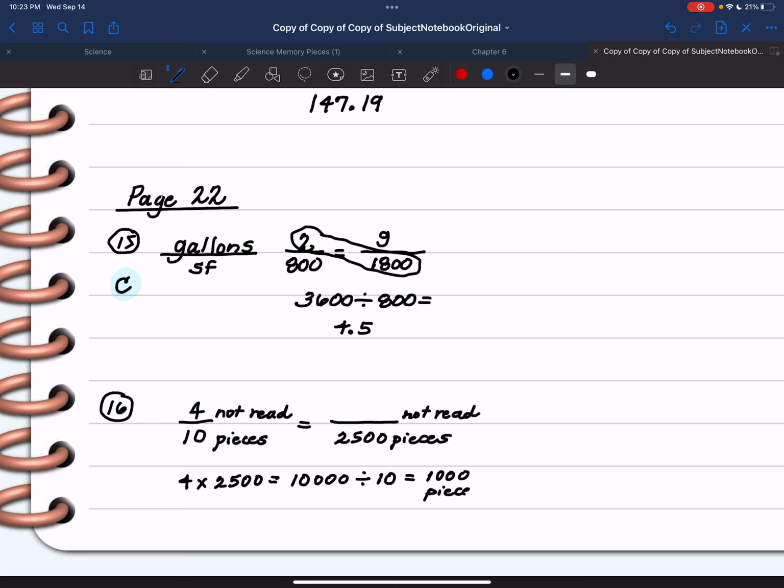And I'd say at my house, that is definitely true. That of all the mail coming in, that's a pretty good ratio of not read. So I like answer D on that one.